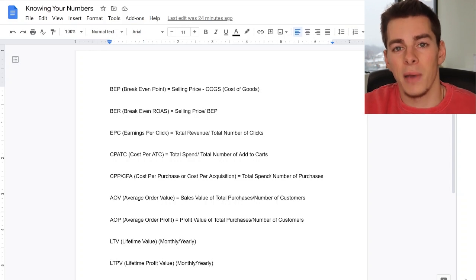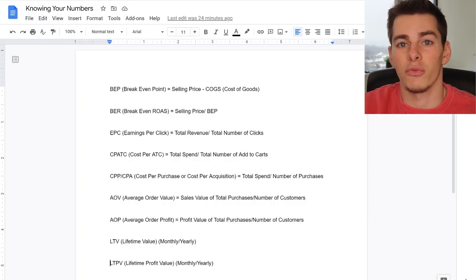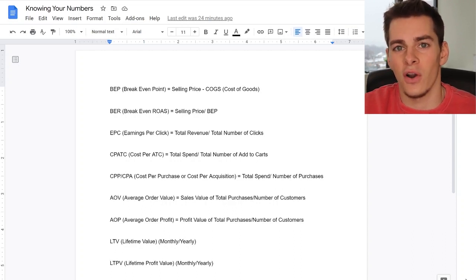And now, going back to patterns with cost per add to cart, you want to identify those patterns in ratio at the add to cart, initiate checkout, and purchase level. So if you're seeing 3 add to carts for every 1 purchase, then you're going to want this cost per add to cart to be well below 1/3 of your break-even point to estimate that on average you will be profitable at that rate.